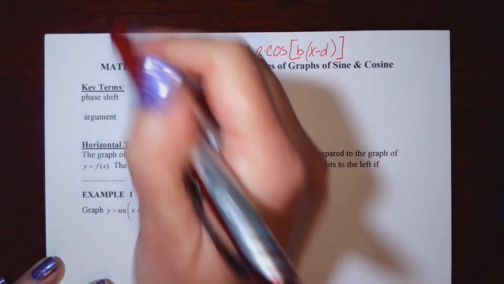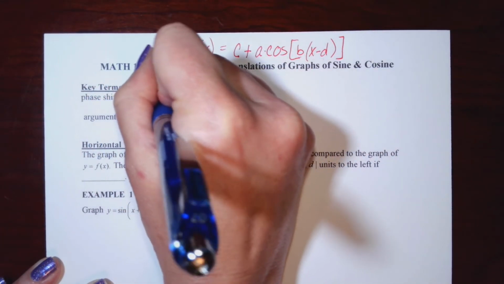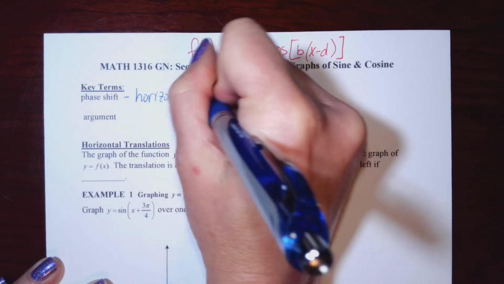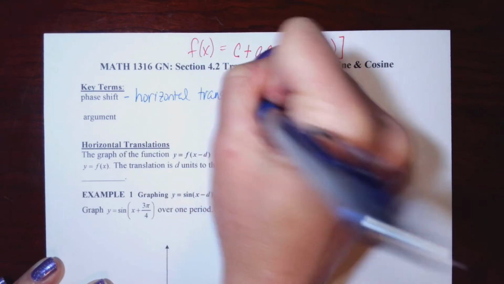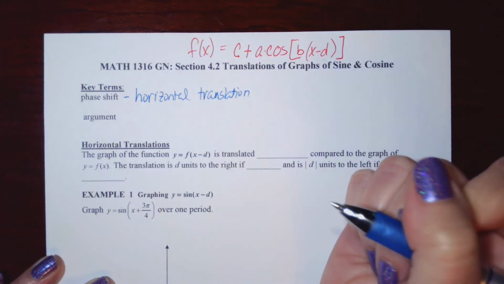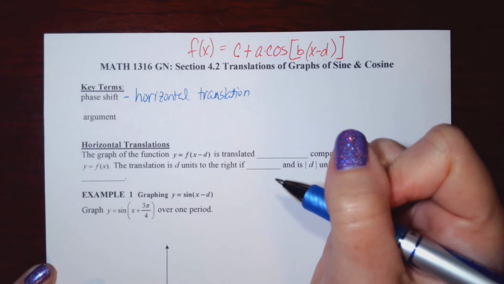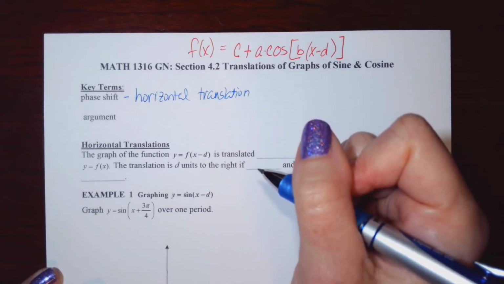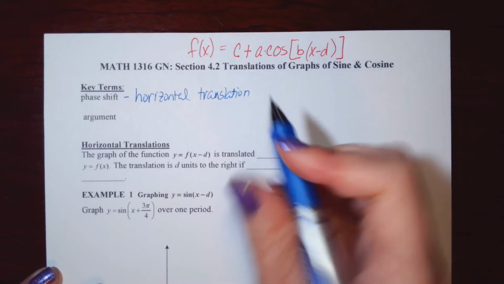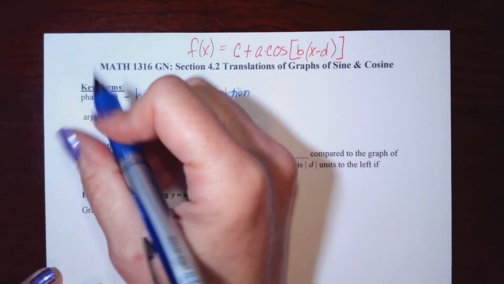And a phase shift is simply a horizontal translation. So center or peak, if you're doing cosine, that first major point is no longer at 0 radians if I have a phase shift. I've shifted it away from that y-axis, away from 0 radians. The argument here is this expression x minus d.